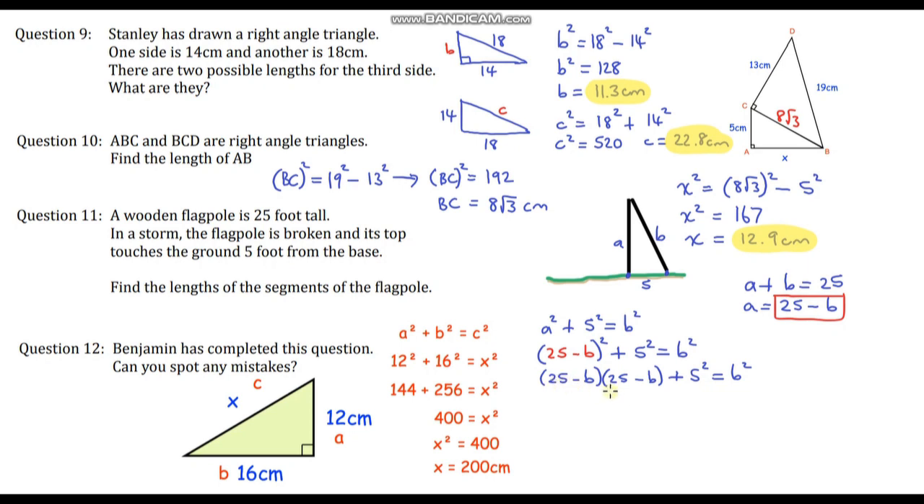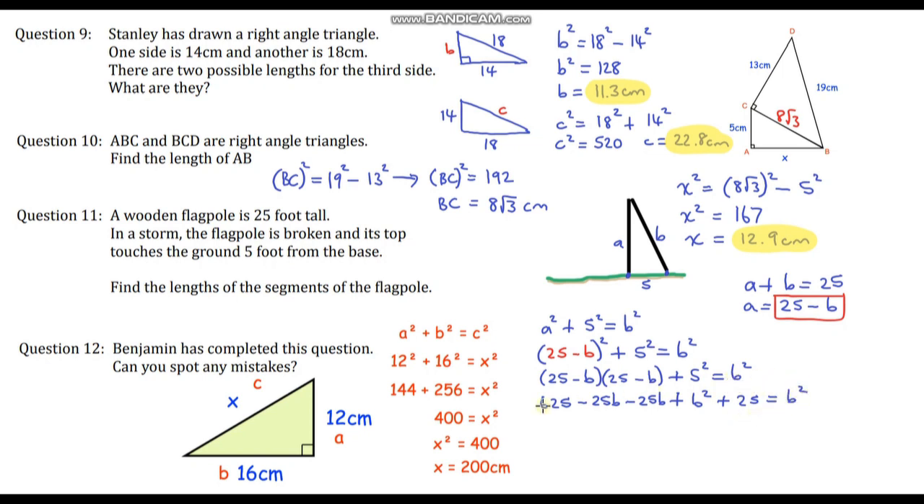So first of all, let's do the first terms. 25 times 25, well, that is 625. 25 times negative B, that's negative 25B. And then we've got another 25 times negative B, so that's also minus 25B. And then negative B times negative B, well, that is plus B squared. And then plus 5 squared, well, 5 squared is just 25. And then that is going to equal B squared. Not 6 squared. It does look a bit like a 6, but it's B squared.